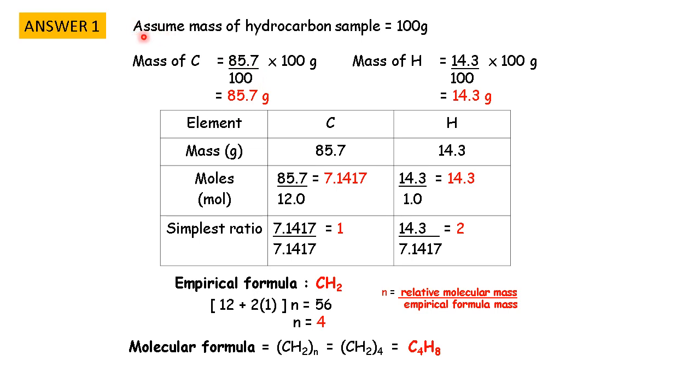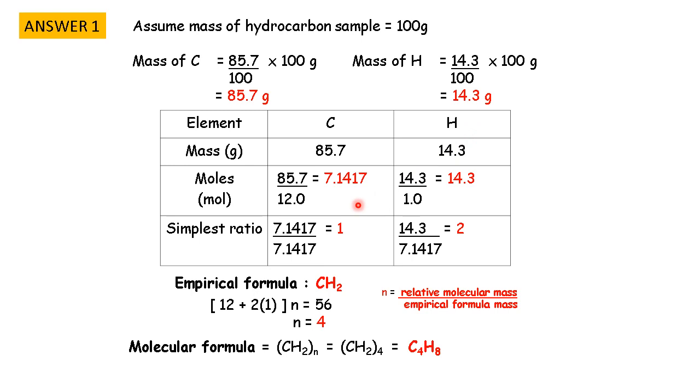So as I said just now, we assume the mass of hydrocarbon sample is equal to 100 gram. So the mass of carbon is 85.7 gram and the mass of hydrogen is 14.3 gram. So first, this table starts with element, carbon and hydrogen, then substitute the mass. Make sure that you write down the unit for mass and also the unit for mole. So 85.7 divided by 12, you get 7.1417. This is not the final answer yet, so make sure you don't round off any significant value. Okay, same for here, 14.3 divided by 1, so you get 14.3 mole of hydrogen.